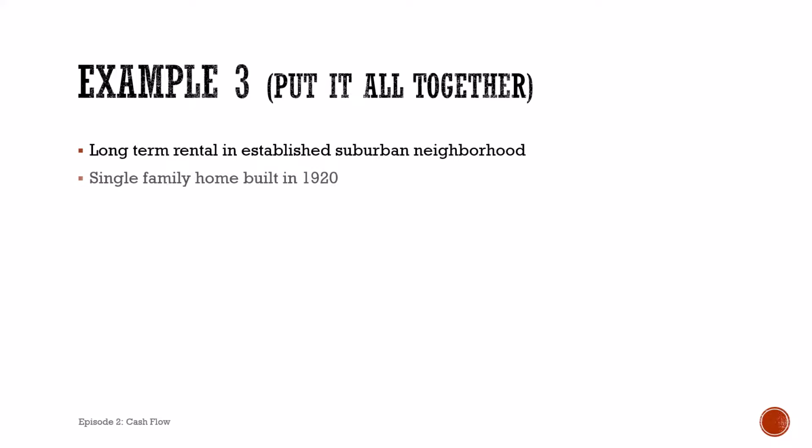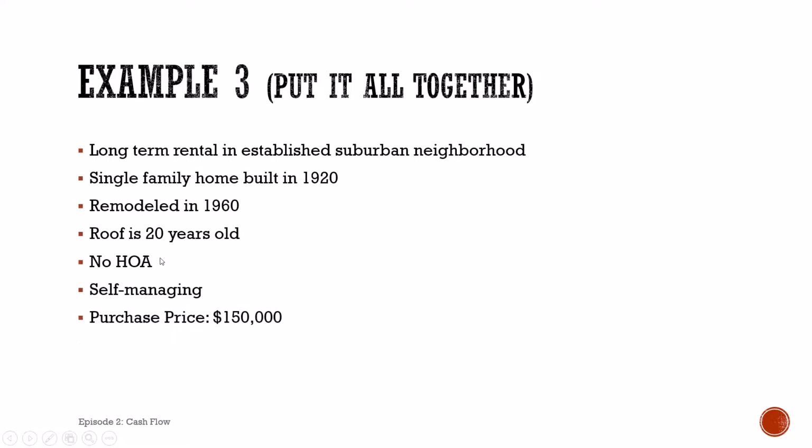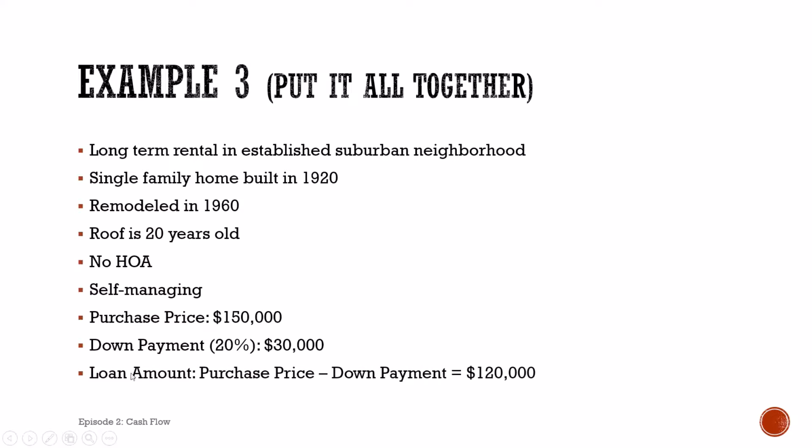All right, now let's put it all together. Let's calculate cash flow. Okay, so similar scenario, except in this case, the roof is a little older. It's 20 years old. Purchase price of this particular home was $150,000. I decided to use a conventional loan, non-owner occupied, so my lender required me to put 20% down. So I get $30,000 for the down payment, and the loan amount is $120,000.